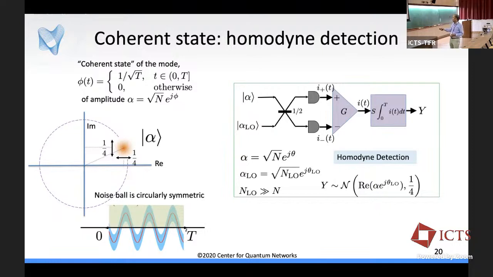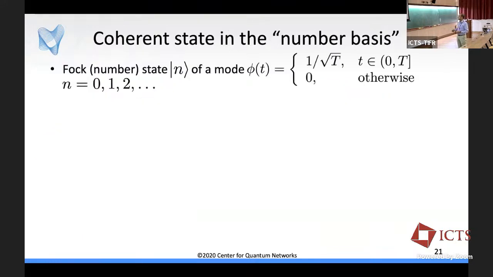So this homodyne detection measurement on a coherent state is something that people often use to measure phase information, both in communications and sensing. All right, so now let's go a little bit more quantum. So I talked to you about the mode and the coherent state of a mode. There's something you can talk about, which is the number state of a mode, or a Fock state of a mode.